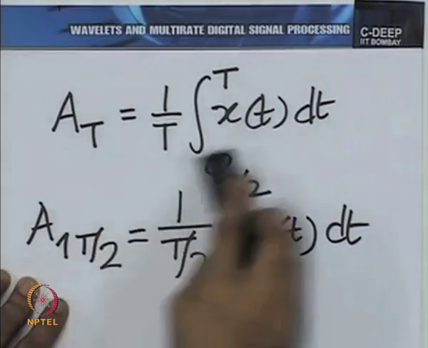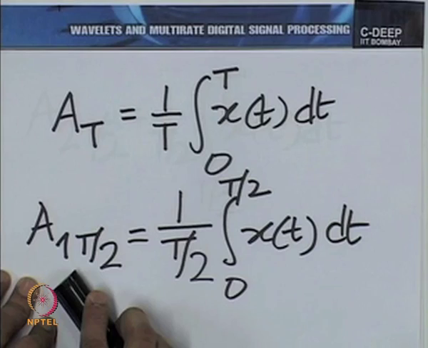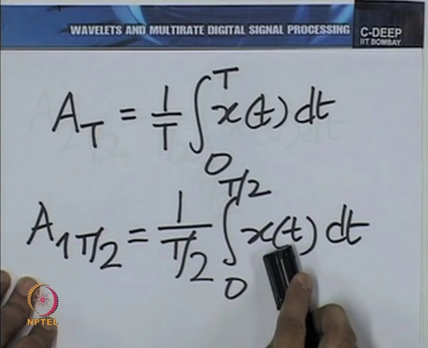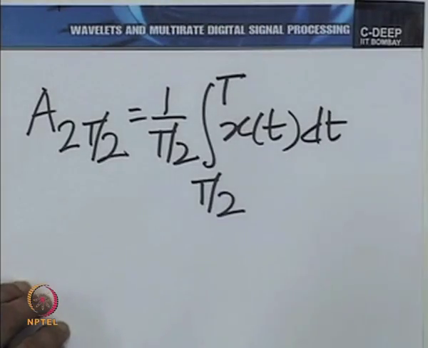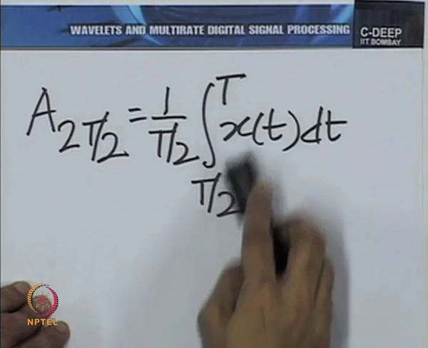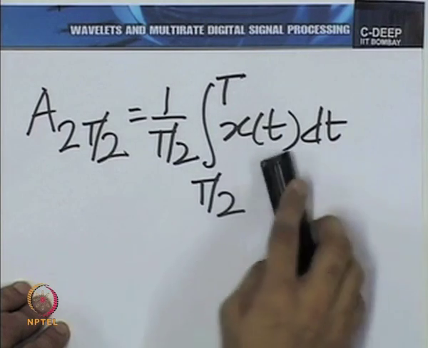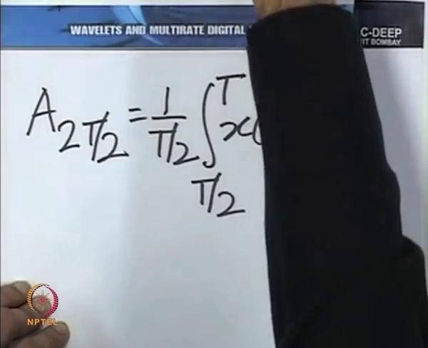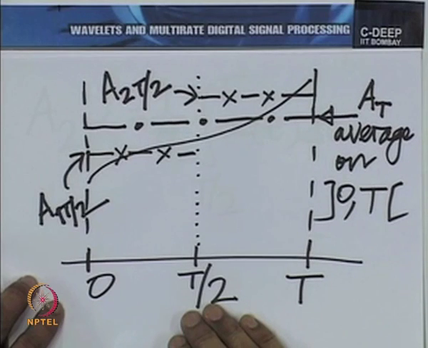A t is the average over the entire interval of t, A1 t by 2 the average over the first interval of t by 2 with this expression, and A2 t by 2 the average from t by 2 to t, the second subinterval of size t by 2, with this expression. And just to get our idea straight, here again is the picture.